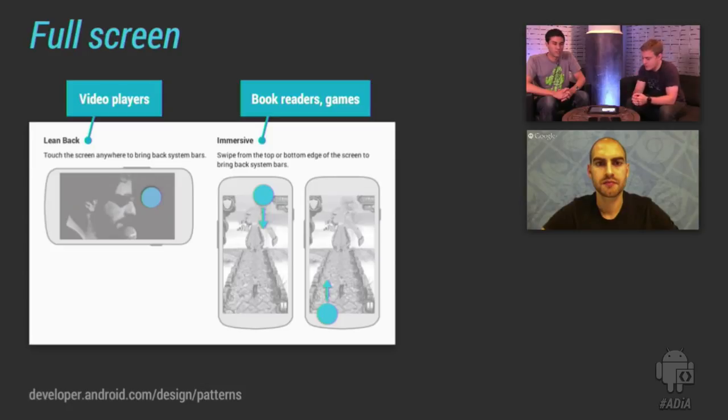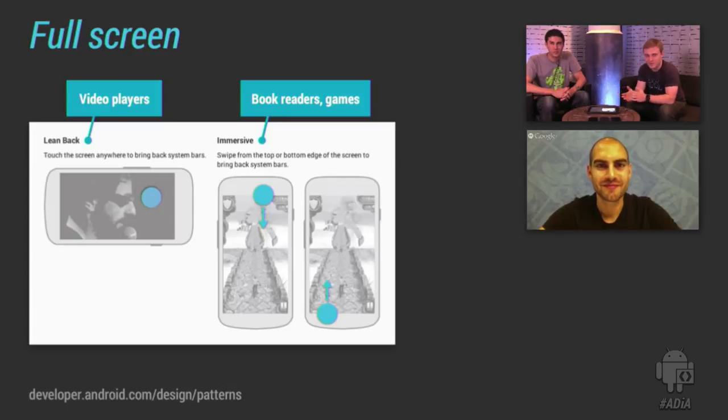As soon as you touch the screen, the navigation bar and the status bar fade in. This is called lean back because generally if you're watching a video, you're not really interacting with the screen. You're not doing stuff in the middle of the screen, you're just sitting back and watching the video. So as soon as you touch the screen, the bars appear. That basically prevents the app from doing anything else with the screen.